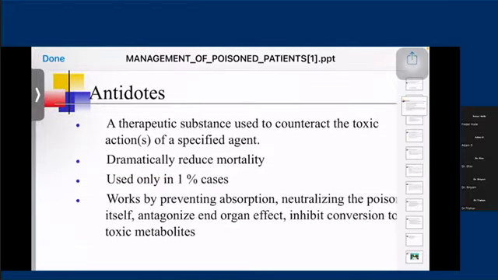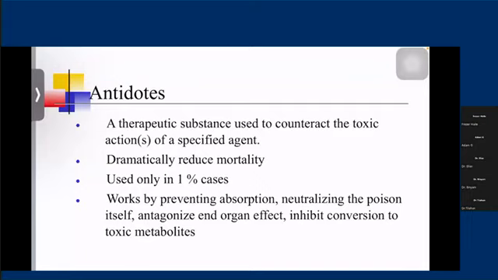An antidote is a substance used to counteract the toxic action of a specified agent. It is well known to reduce mortality, but unfortunately only 1% of poisonous agents have antidotes. Because there are only a few, we need to be familiar with those poisonous agents, because if we know the antidotes, we can change the course of a patient's condition. So at least we have to know the specific antidotes.